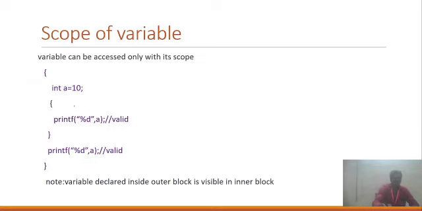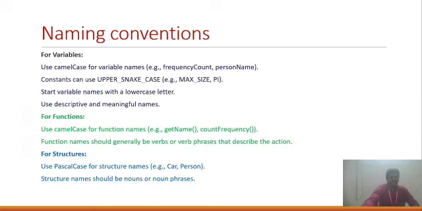Now coming to the next one: the outer block content is always visible in the inner block. This is an outer block, and inside the outer block I have a, and inside this outer block I have an inner block. When I try to access a here, it is perfectly valid. This a is also accessed inside the outer block itself, which is also perfectly valid. Both statements are perfectly valid, so it will give me the answer 10 in both cases. So when you have an inner block, the content of the outer block will always be accessible inside the inner block.